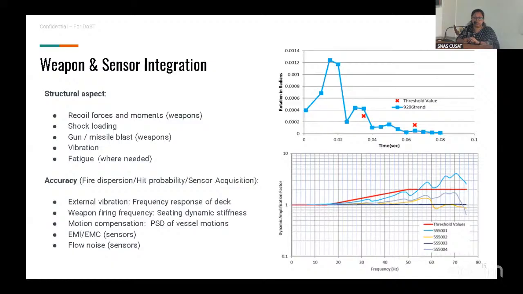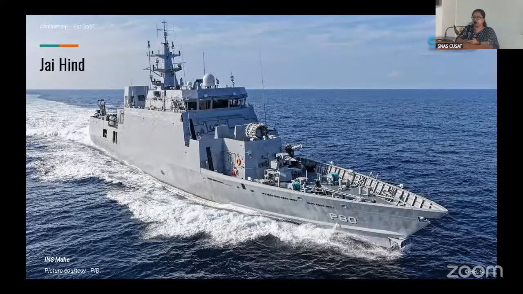And motion compensation, the power spectrum density of vessel motions. So what is the power spectrum density of the response of the vessel in the areas where these guns are equipped? At these areas, we check the spectral density of vessel motions, mainly velocities and accelerations, and make sure these velocities and accelerations are within the limits specified by the maker of the gun. And in the case of sensors, we go for EMI, EMC, and flow noises. So those are the different analyses and studies we carry out at SETS.